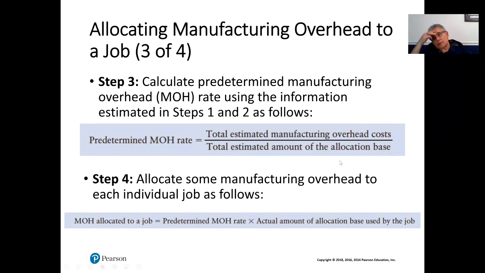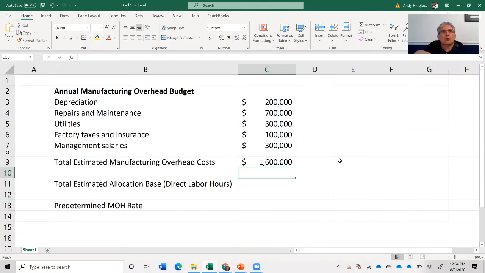Well, I need to make a determination of what is going to be my allocation base. One commonly used allocation base is direct labor hours. And here's the logic. What we are suggesting is that if I have more direct labor hours, I'm going to have more depreciation, more repairs and maintenance, more utilities, more factory taxes and insurance, more management salaries.